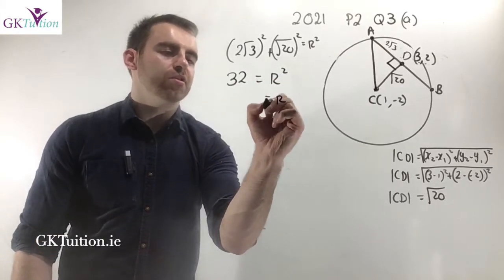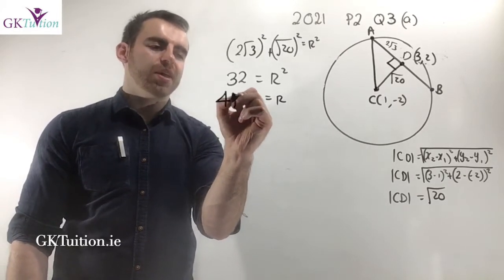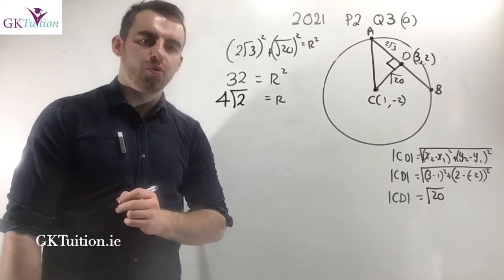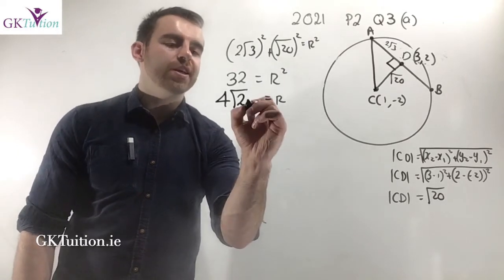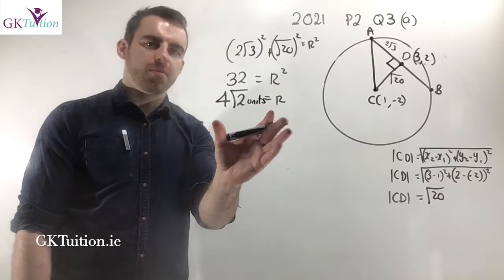Then all I need to do is get the square root of both sides to work out my final answer. The final answer in this case, the square root of 32, is 4 root 2. So the radius is 4 root 2 units. And that's my final answer for part A.